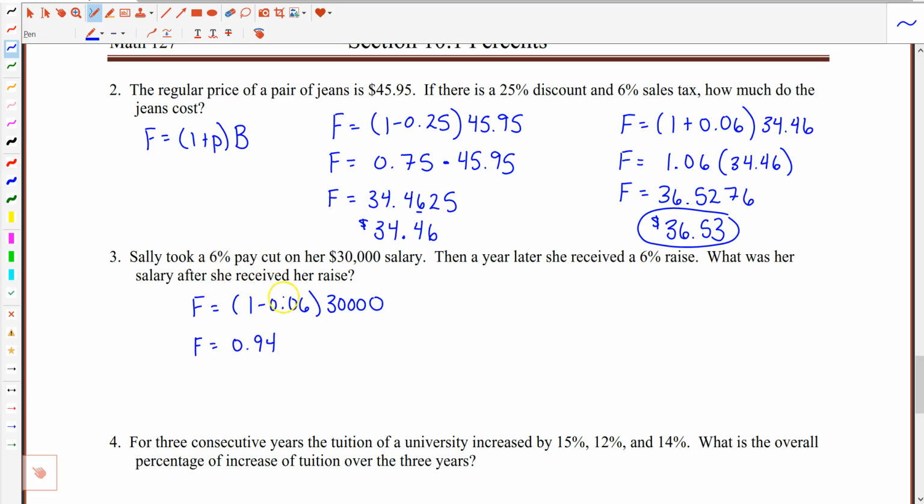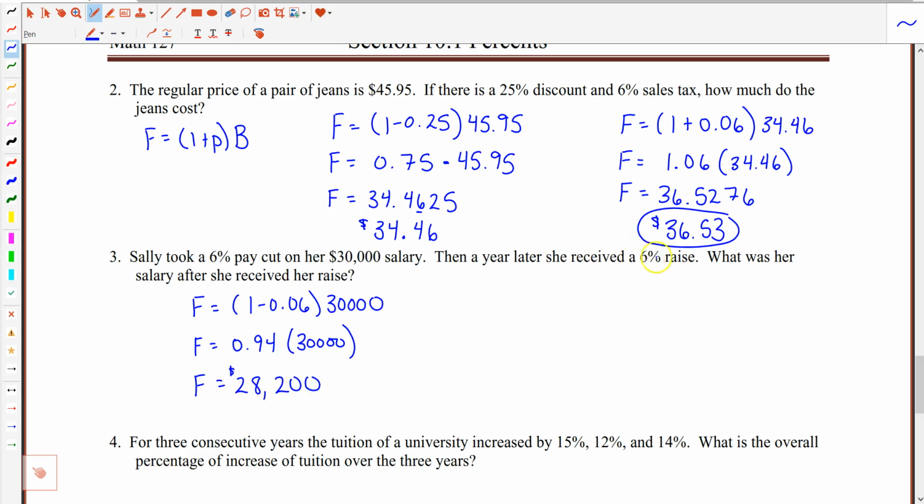So if she has to take a 6% pay cut, she's going to keep 94% of her salary. So 94% of 30,000 gives us $28,200. Okay, so this is going to be her salary after she takes her pay cut.